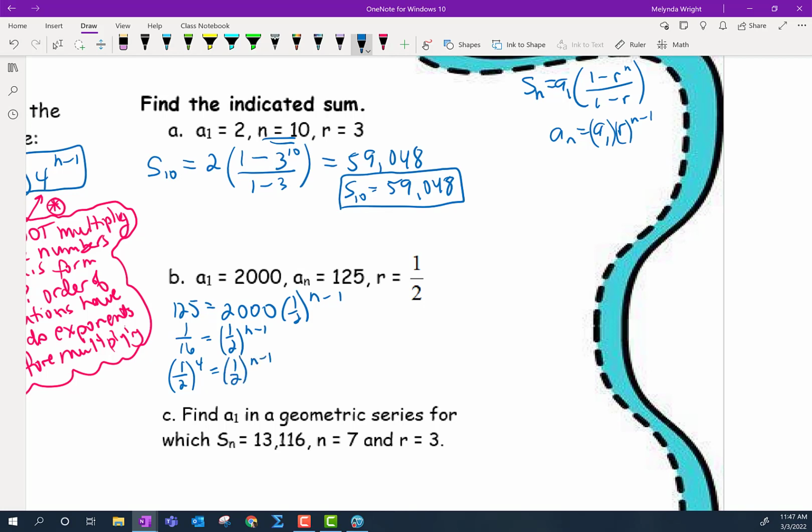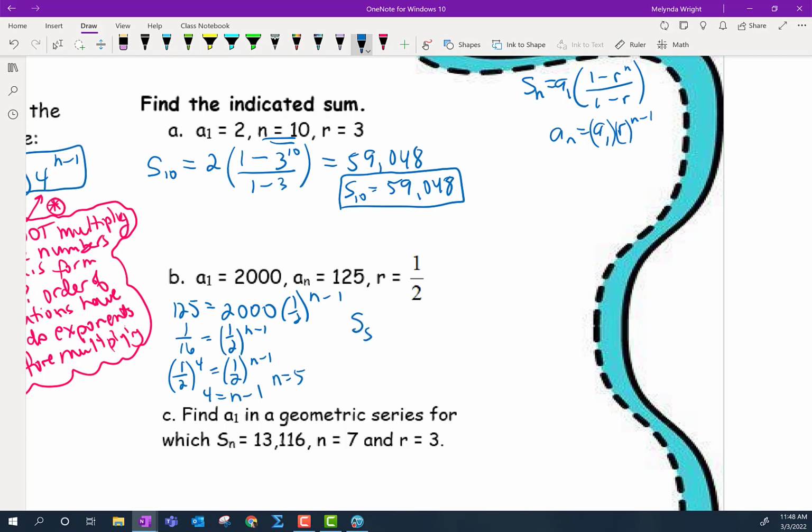All right, so what did we do? We got the bases the same. Yeah, we ignored them. They don't cancel or anything. We just ignore them, and we set the exponents equal to each other. So we see that n is 5. Okay, great. Now we have all the information we need to find our sum.